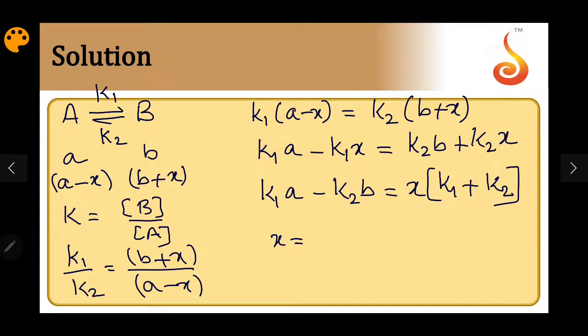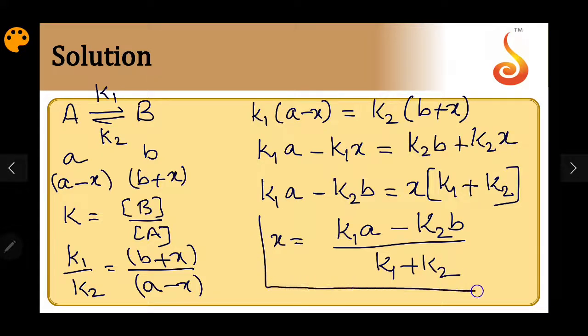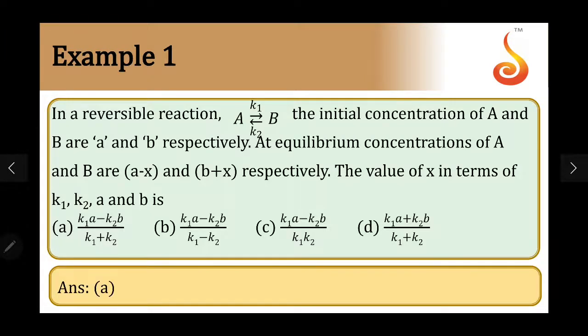So x is equal to (K1a minus K2b) whole divided by (K1 plus K2). This is the final answer for this particular question. So details you can make a note of it. So I'll go to the solution part. The answer key is going to be A, (K1a minus K2b) by (K1 plus K2). Answer is A.